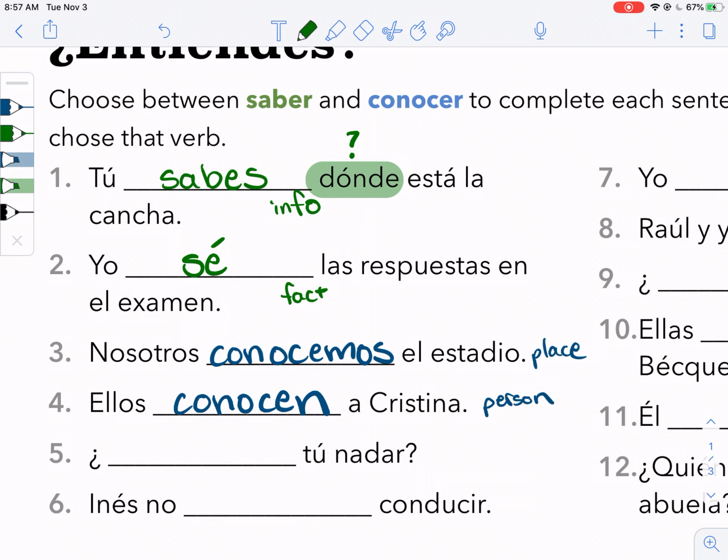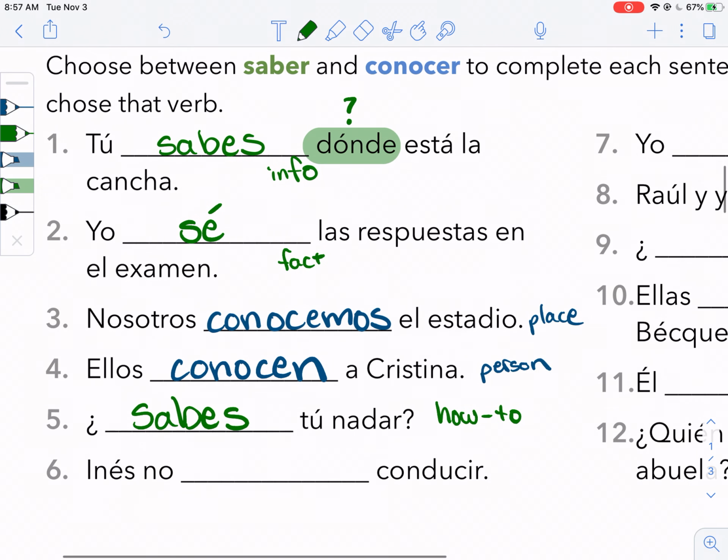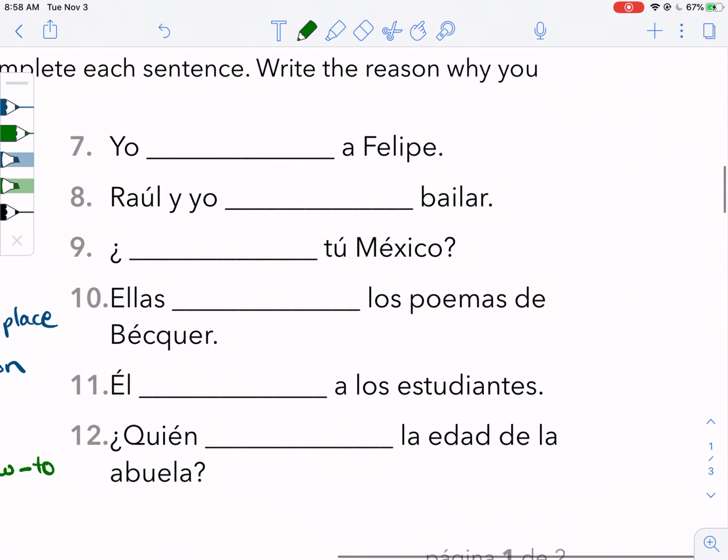Número 5. ¿Sabes tú nadar? Do you know how to swim? This is a how to. And Inés no sabe conducir. This is another how to. She does not know how to drive. Yo conozco a Felipe. He's a person.